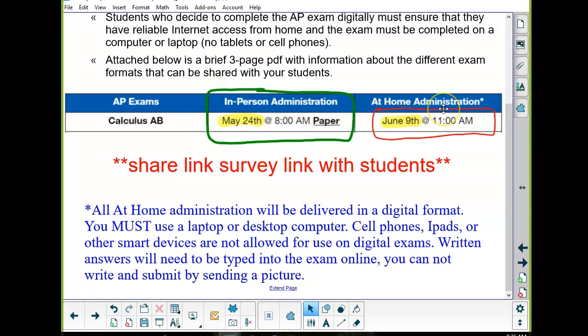If you do the at-home one, I think there are a lot of opportunities for having bad internet, for a potential answer being mistyped, or for you not having enough time to fully type out what you want to say and how you want to express your answers. I just feel like it's a bigger challenge.